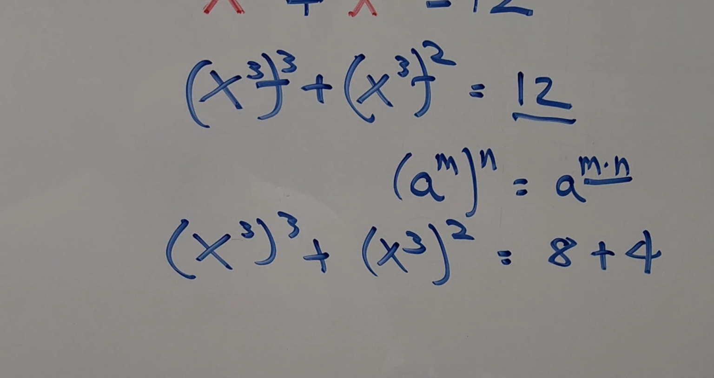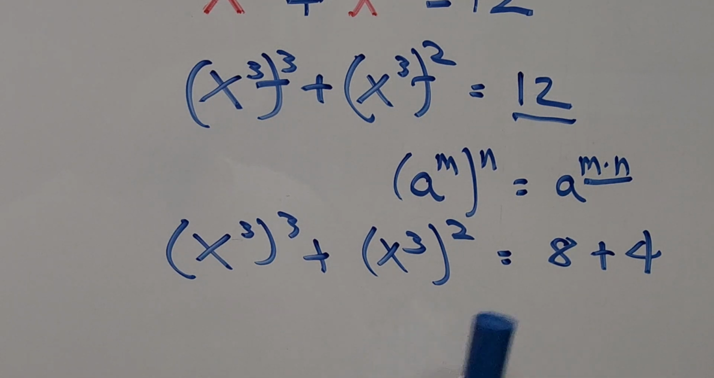Now, you notice something. This is cube, this is square, and this is x cube and x cube. So the base is the same, x cube, right? And the exponent is 3 and the exponent is 2. Can we express the constant term in terms of exponent, and find any base for both of these that will be common? So we'll do a base 2, right? 8 is base 2, exponent 3, and 4 is base 2, exponent 2.